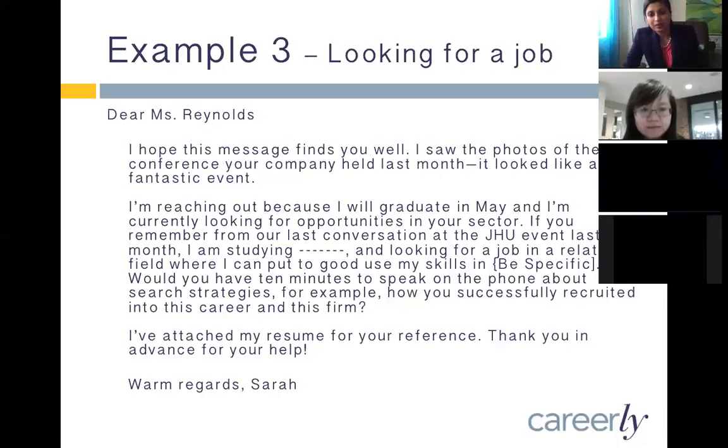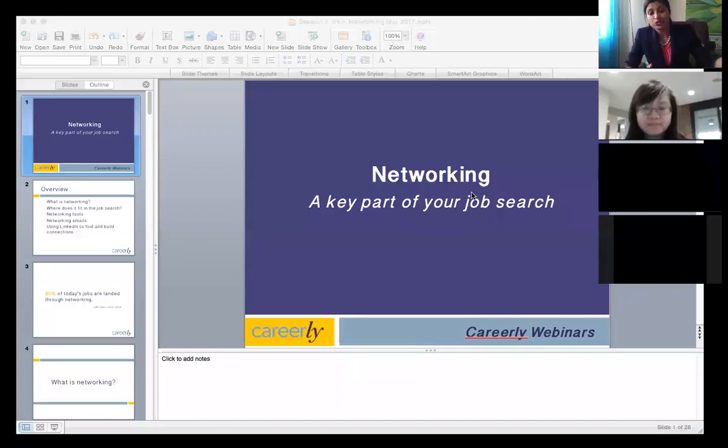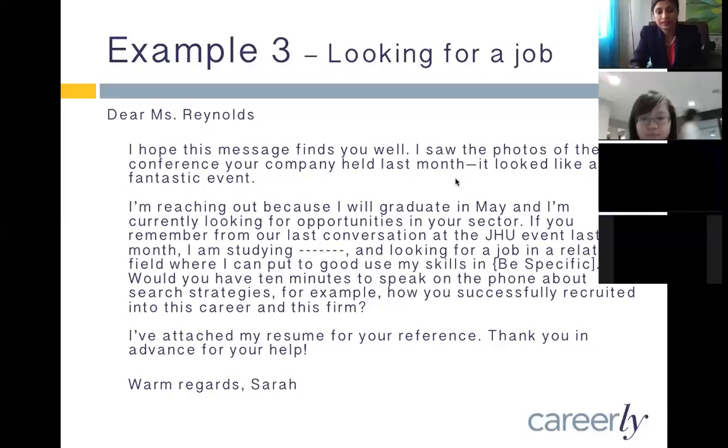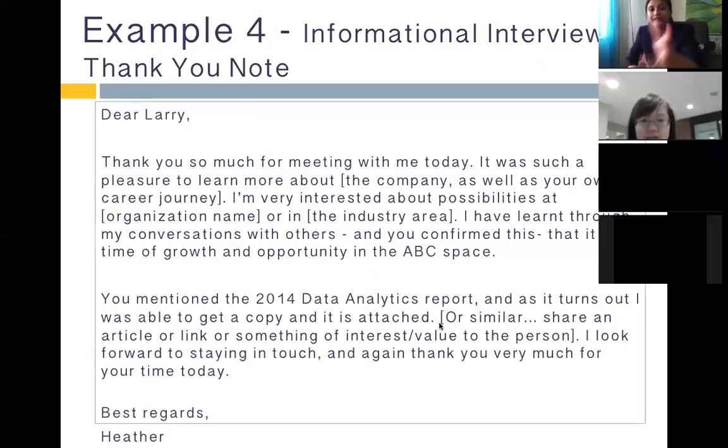this is not the first time she's interacting with her, right? So Reynolds is somebody she has interacted with before, and so now she can be very upfront about, hey, I'm looking for a job. This is what's going on. Would you be able to guide me, because I want to do a similar job to what you're doing? That's a very direct ask, which makes sense in that situation. And then this is the thank you note, which is very important.